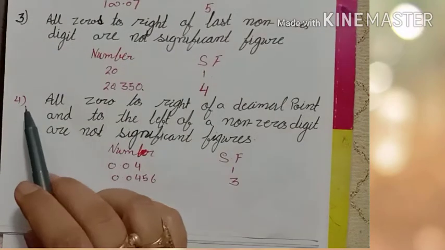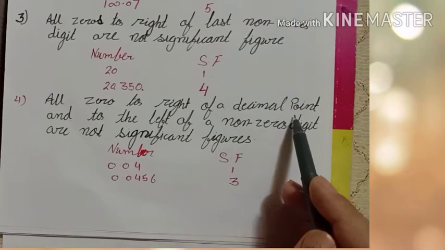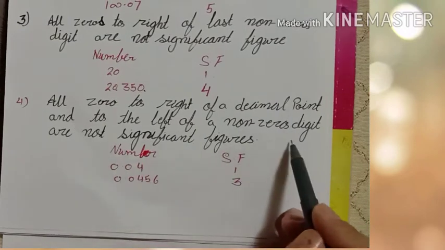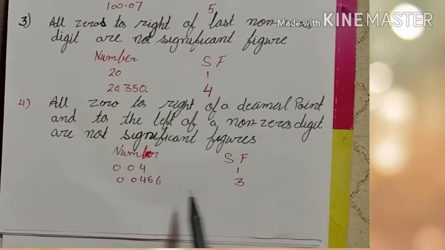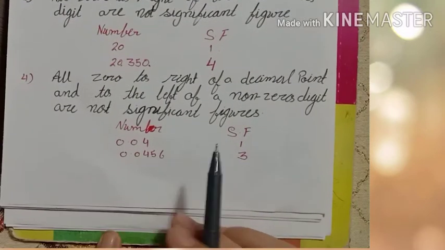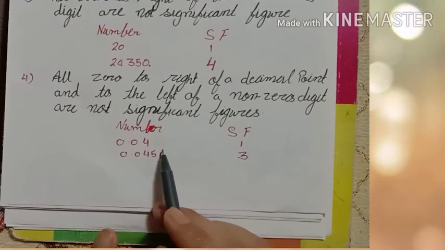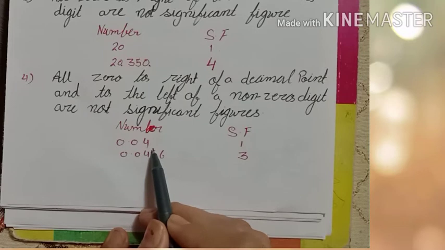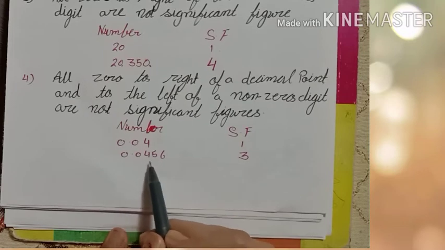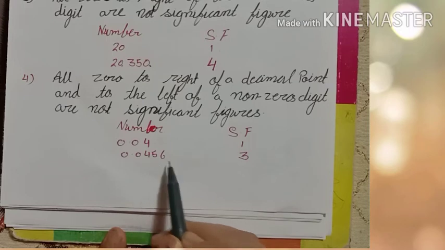Fourth rule: all zeros to the right of a decimal point and to the left of a non-zero digit are not significant. Example: 0.04. Here the only significant figure is this 4. 0.0456: here the significant figures are 4, 5 and 6.